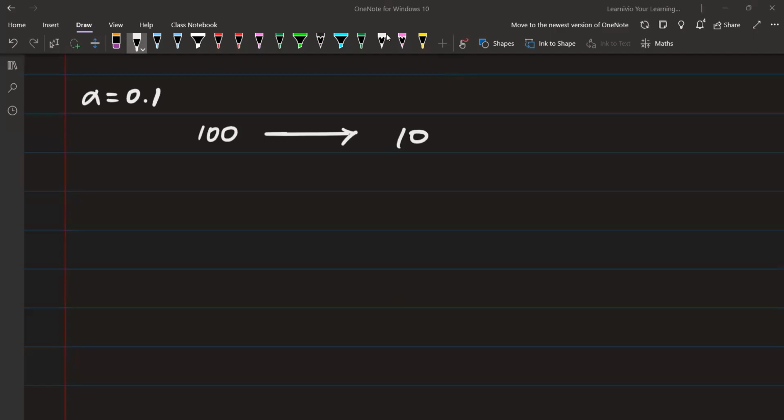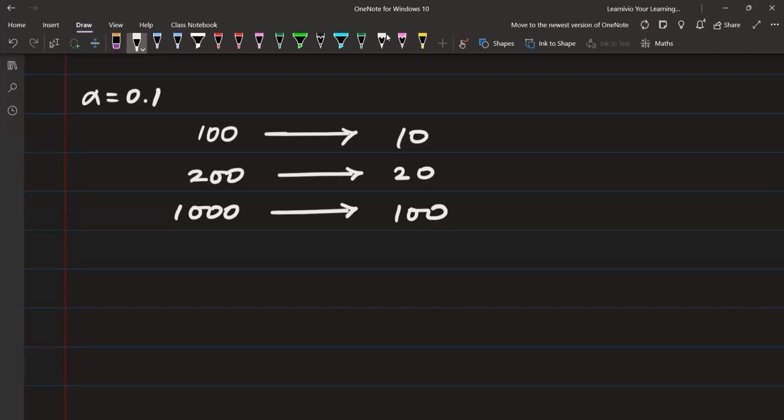Give the answer. If we have 200, then how many will dissociate? 20. If I have, let us suppose, 1000, then how many will dissociate? 100 will dissociate. So if I have 1500, then how many will dissociate? 150 will dissociate.